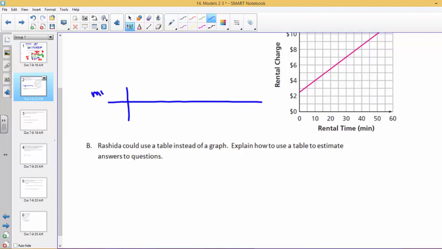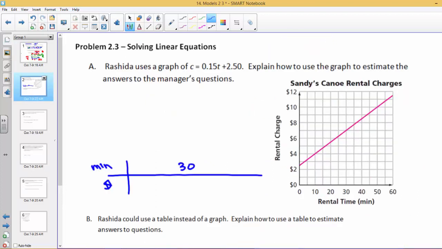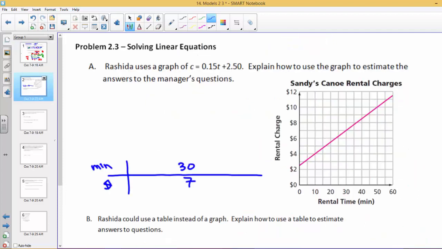You would have minutes and the cost. So in the very first question, it was, what is the charge for renting a canoe for 30 minutes? And our answer was $7 right here. So 30 minutes is $7. And then the other two were, for $8.50 it was 40 minutes, and for $10 it was 50 minutes. So 40 minutes and 50 minutes, 50 was 10, 40 was $8.50.